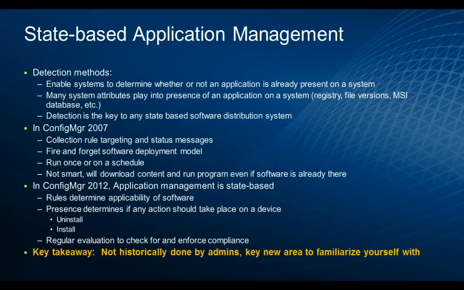In ConfigMgr 07, a collection rule would target and a status message would appear. We would pretty much fire and forget. The software deployment model was used, so that we would deploy applications as advertisements. They would go against the target systems, and we'd kind of wait for the response to come back either through the phone call help desk or through some of our reporting. Run once, not on a schedule, or on a schedule, so it could be run both ways. But in comparison to 12, it wasn't very smart. Downloading content and running a program, even if the software was already present, was often a case of creating experiences for a user where they would have erroneous error pop-ups on their machines, and initiating help desk calls was pretty common.